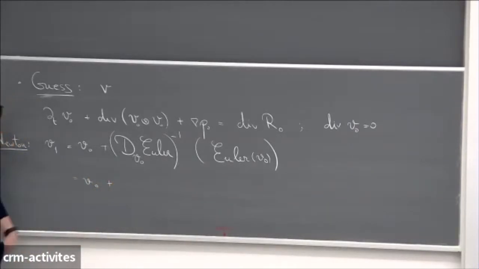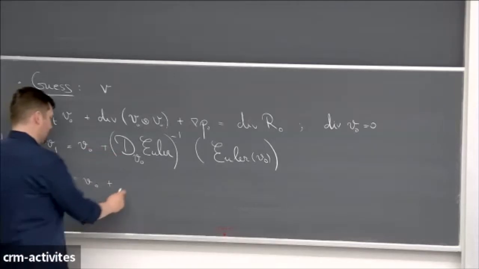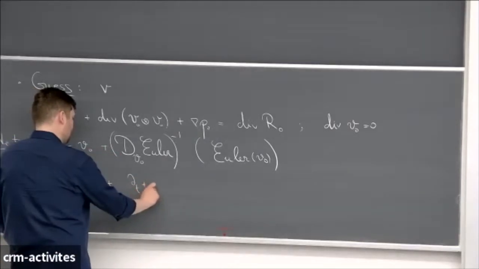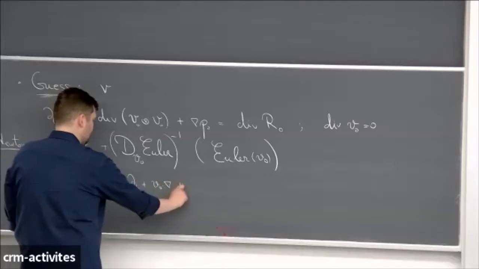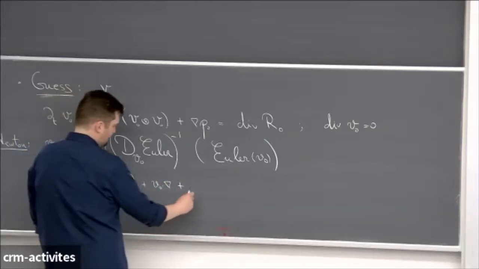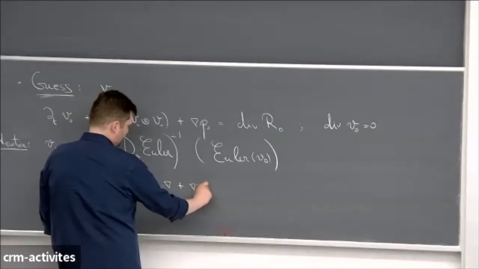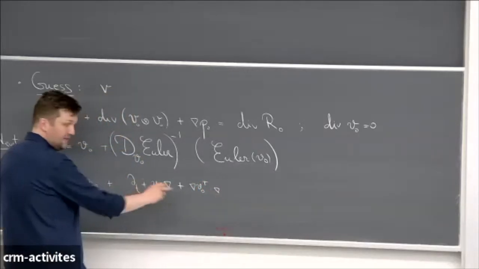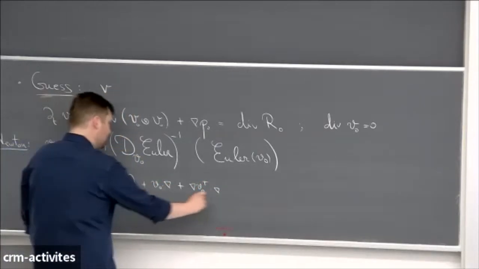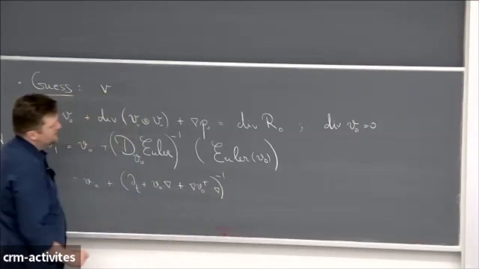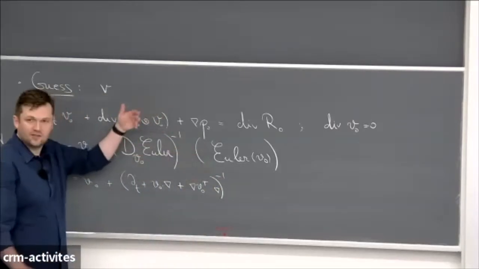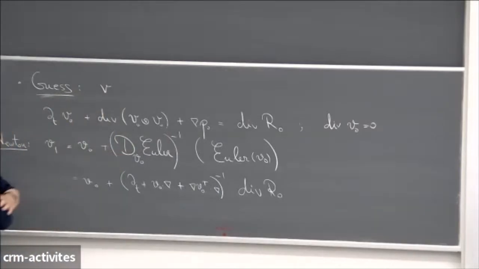Okay, so what's the linearization around V0 of Euler? It's dt plus V0 dot grad plus gradient V0 transpose dot. This is the linearization of Euler around V0, inverse. And Euler evaluated at V0 by definition is the divergence of R naught. So this would be the best in the business way of iterating, and you keep going, right? This is the Newton iteration. There is nothing better than the Newton iteration.